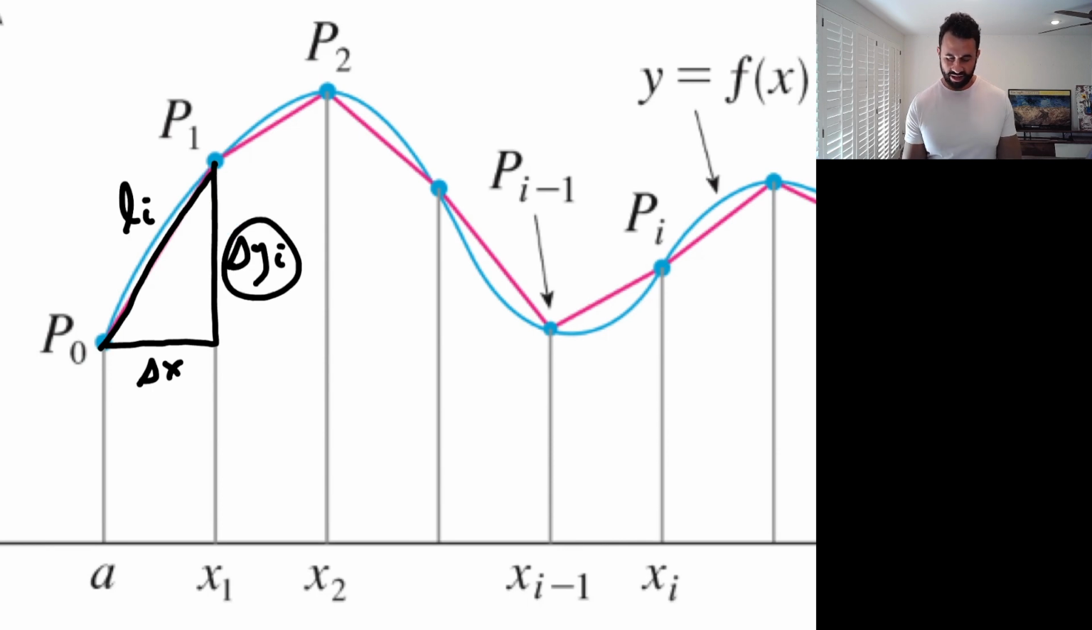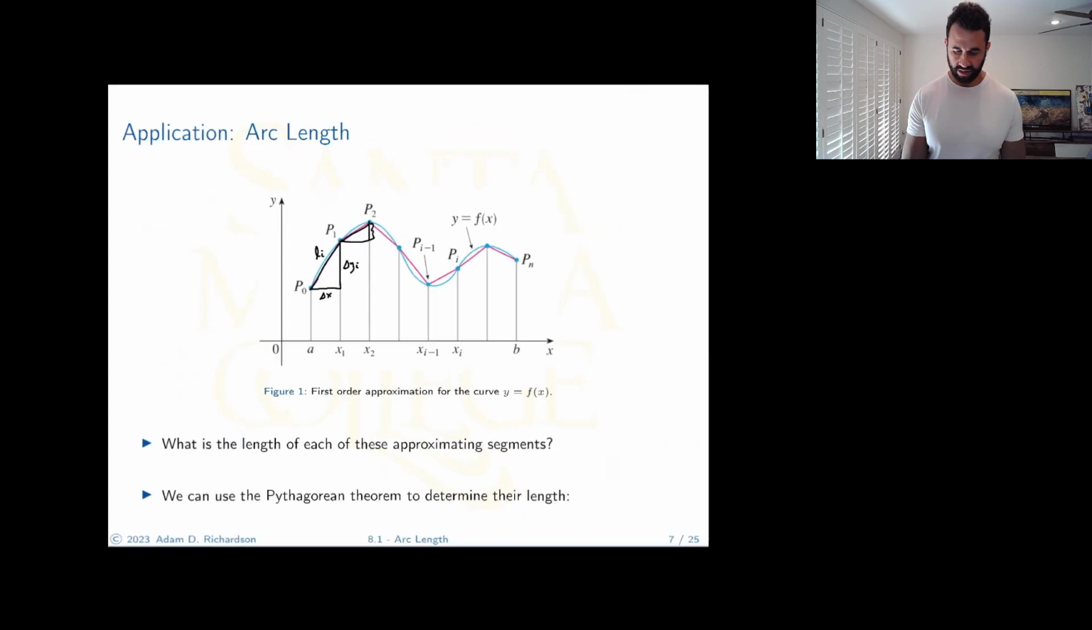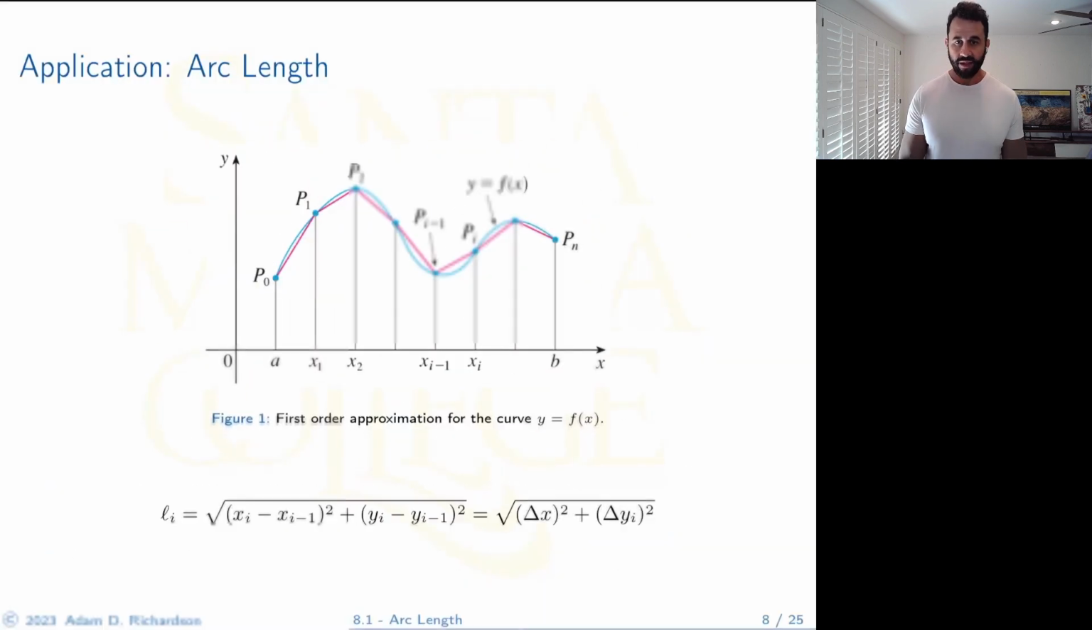Now, delta y will depend on i, because as you can see, the height of this triangle is very different from the height of this triangle right here, right? This triangle right there. So delta y is going to be different depending on i. Okay, so here is the distance formula.